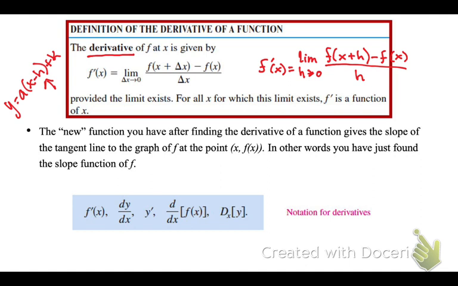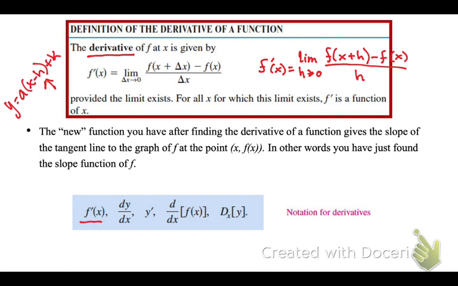So the new function you have will be finding the derivative at any given point. If I find the derivative of a function, my derivative is an equation to find the slope of that line at any given point. Now, I'll still have to plug in the point, but I can find the slope without going through that whole process again.